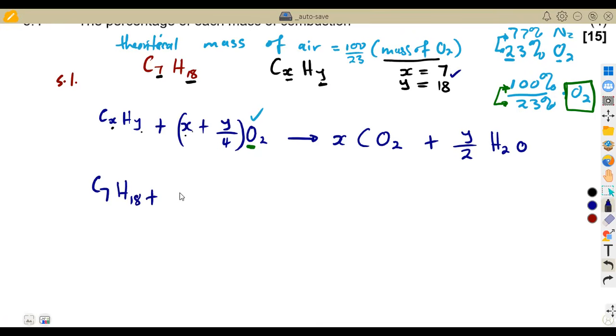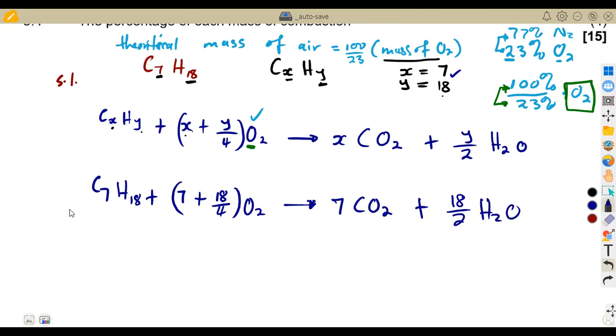Remember our X is 7. So this is 7 plus Y in this case, which is 18. So it's going to be 18 over 4 of O2 like this, or you can just write is equal to, which is fine. Then X there is 7 of the carbon dioxide plus Y over 2, Y is 18, so it's going to be 18 over 2 of H2O, which is our water in this case.